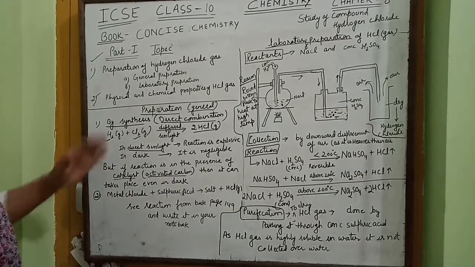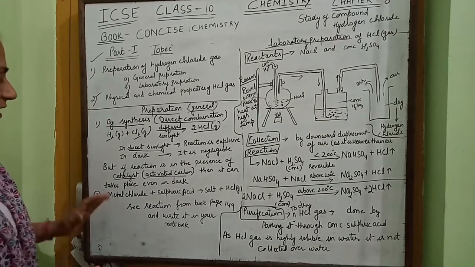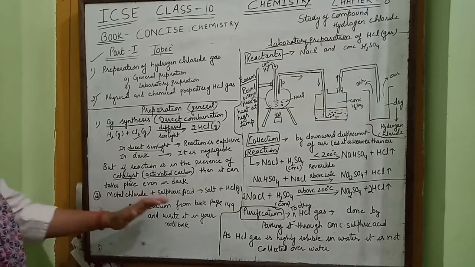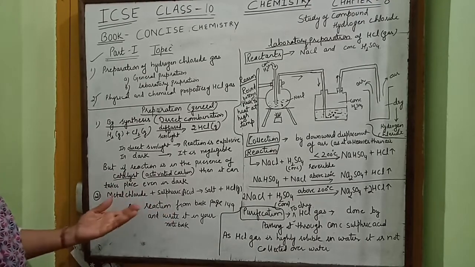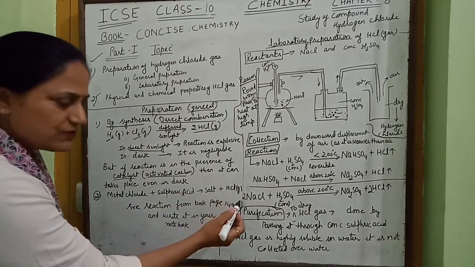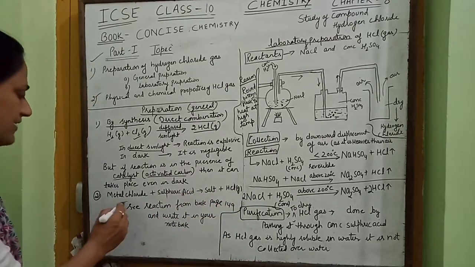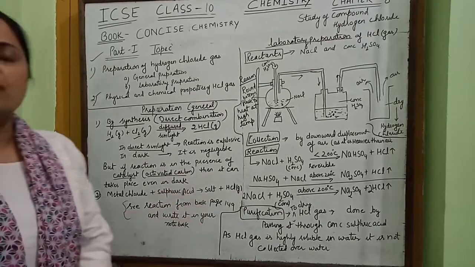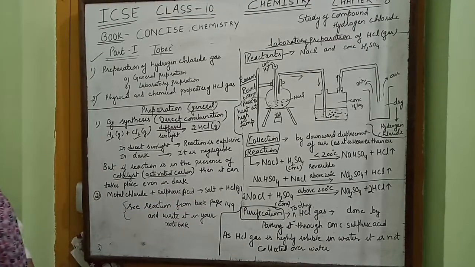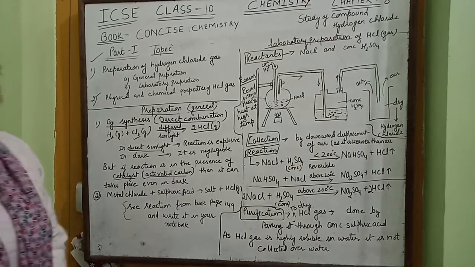Then the next method is when any metal chloride is added to sulfuric acid, we get a salt and hydrogen chloride gas. For the reaction, I will just say look at page number 149 in your book. Write these reactions in your notebook and practice them.